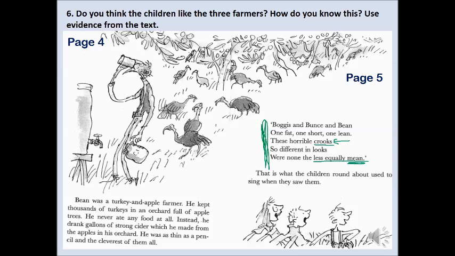They are unkind. So this song, although it's only 5 lines, gives us the impression, this is our evidence in the text, that the children do not like the 3 farmers. They think that they are crooks, they think that they are baddies, and they think that they are mean. So your answer might be along the lines of that.